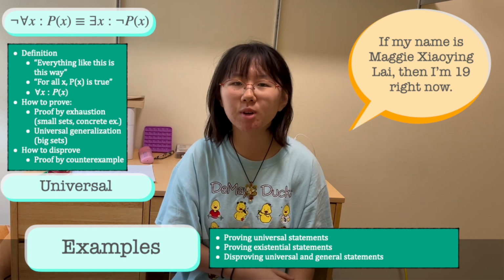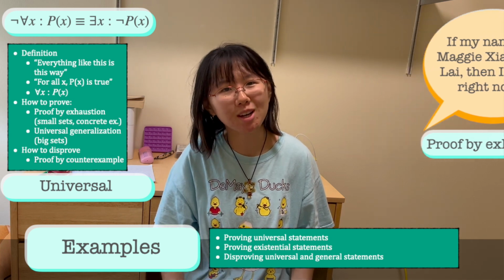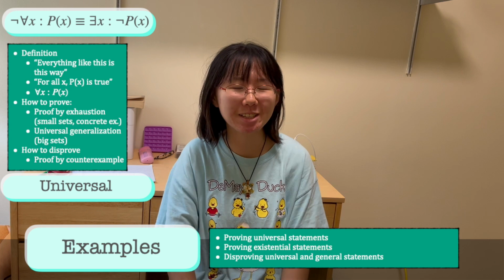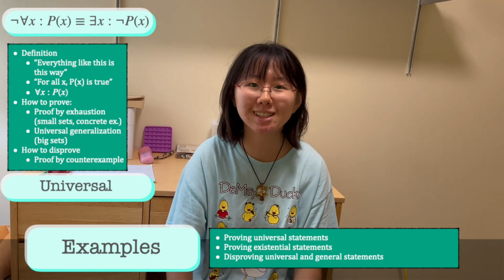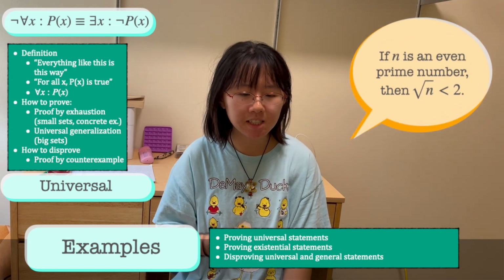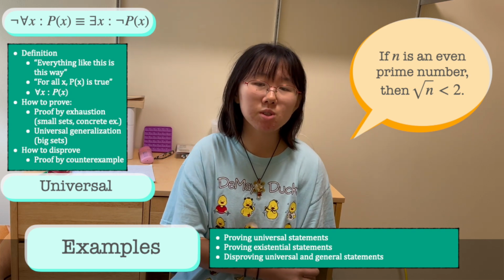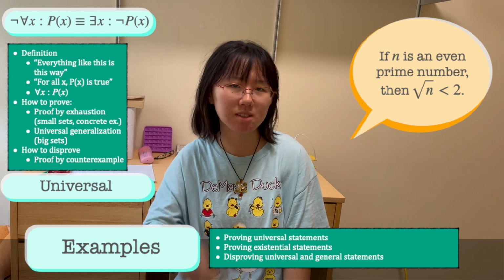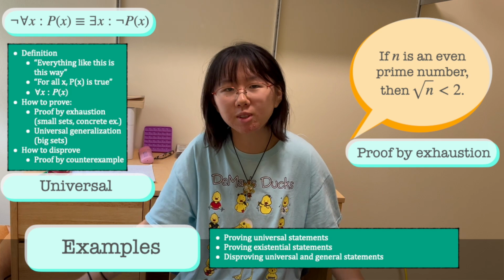So for that example, I would just use proof by exhaustion, because the set that I'm trying to prove things about should be pretty small. I'm pretty sure I am the only person that has that name. So for an example of proving a universal generalization that isn't just words, let's give the example: if n is an even prime number, then the square root of n is less than 2. So we can think through all our even prime numbers, right? It's just 2. So once again, I would use proof by exhaustion because there's literally only one case.